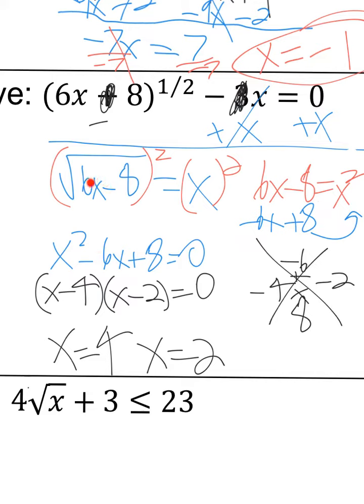What's 6 times 4? That's 24 minus 8. That's 16. The square root of 16 equals 4. That works out. What's 6 times 2? That's 12. 12 minus 8 is 4. What's the square root of 4? That's 2. So it equals a positive 2. That works out. So there's no extraneous solutions here. So basically, we're done with this. You can just circle both of them and move on.